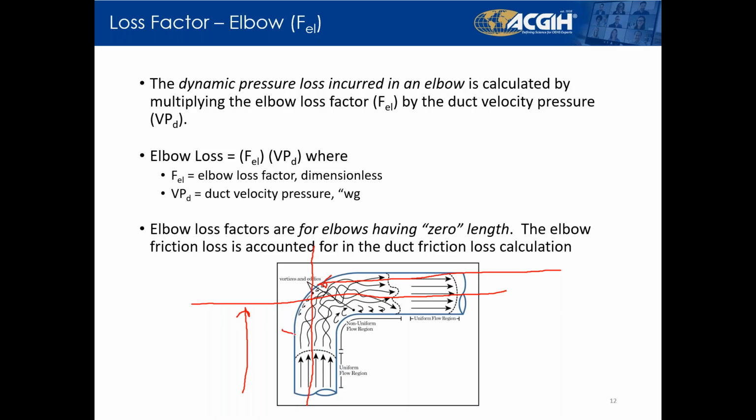And from that, the losses in our elbow loss are these dynamic losses that occur as the air moves through the elbow itself.